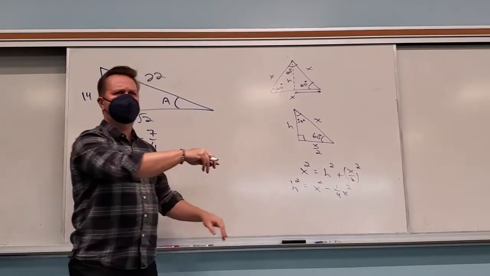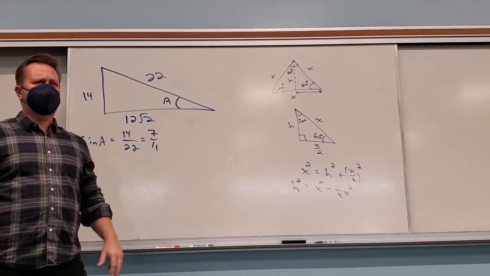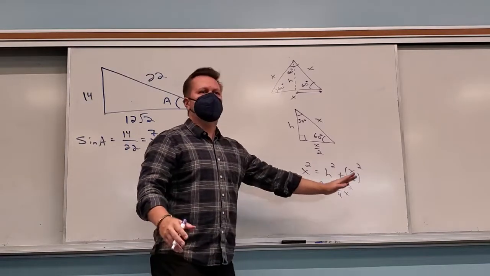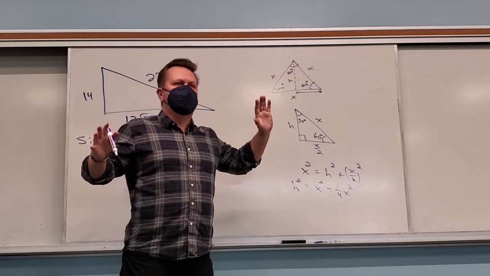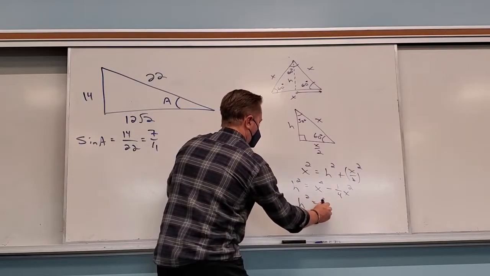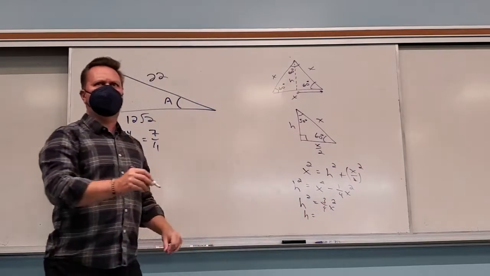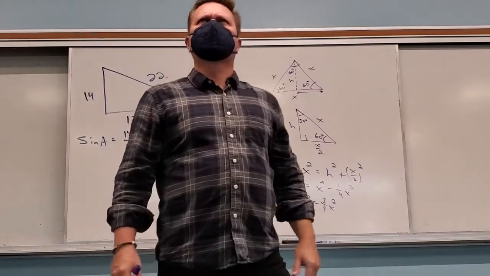Everybody with me on that? What's x over 2 squared? It would be x squared over 4. What's a full x squared minus a fourth of an x squared? A whole thing minus a quarter. 3/4 of it, right? So then what's h? You're going to take a square root, yeah.